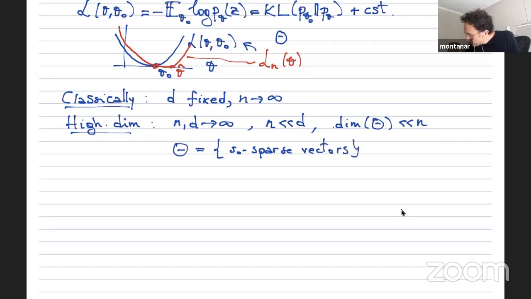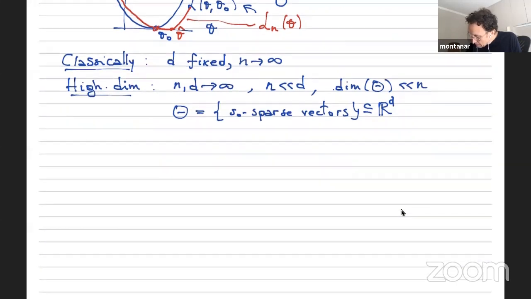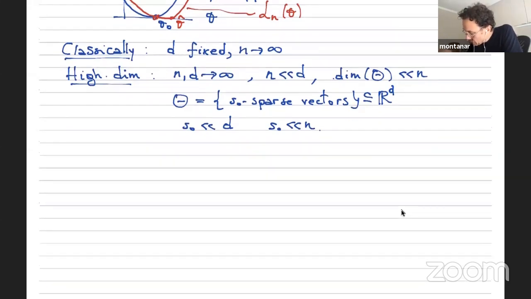In R^d, that is the set of vectors that have only s0 non-zero components, and you take s0 much smaller than d, and s0 much smaller than that. So this is the whole area of compressed sensing and sparse regression, high dimensional regression, etc.